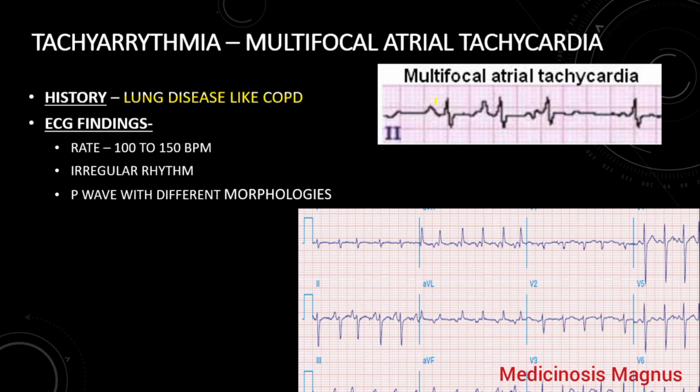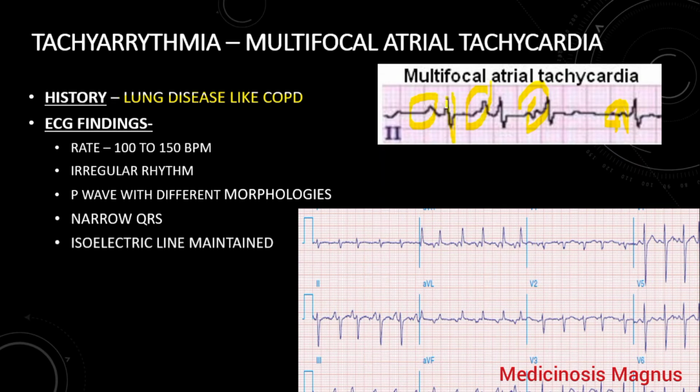If you see here the P waves and this P waves, there is a difference in the morphology. And see this P wave, they are different in the shapes and sizes, that is different morphology. The QRS is narrow. Here an important thing to be noted is the isoelectric line is maintained. As we saw in the atrial flutter, there was a sawtooth pattern, so there was no isoelectric line, but here the isoelectric line is maintained in multifocal atrial tachycardia.